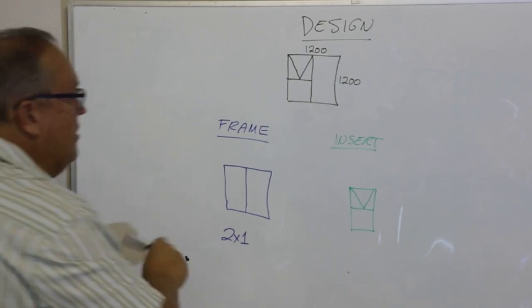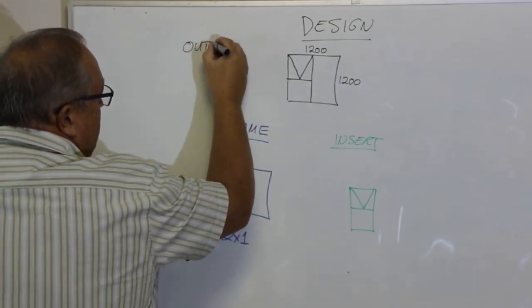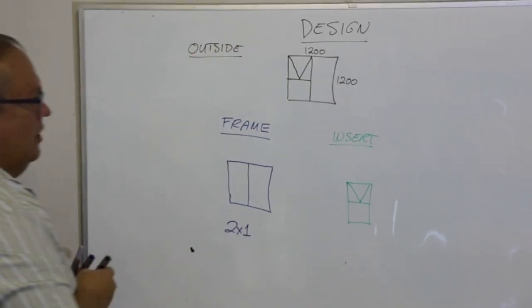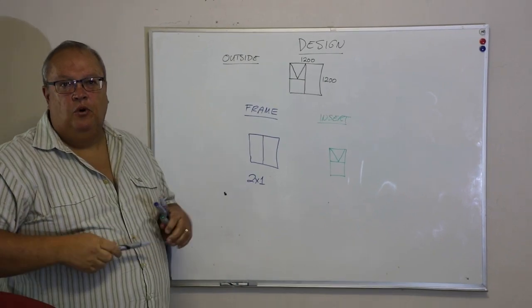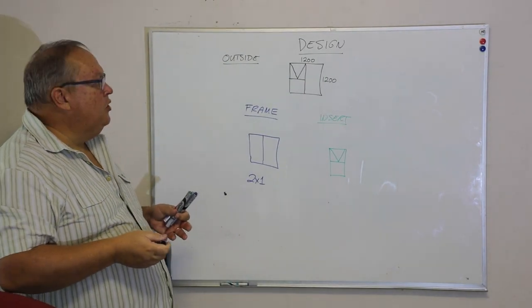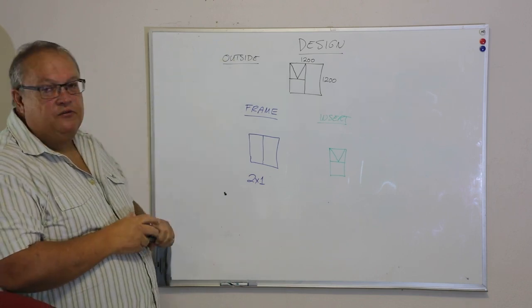Now it's important to remember that we are always viewing the design from the outside. And this is the standard convention for all architectural drawings, all window schedules. Anything you are working on from a design point of view will be shown as from the outside.